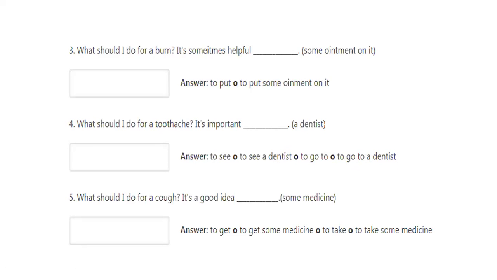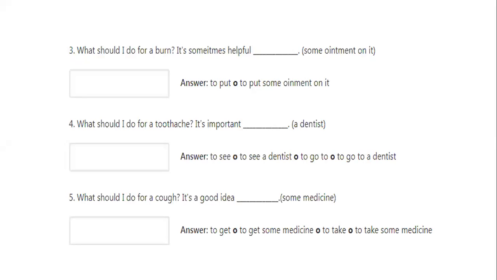To see, ver a un médico o a un dentist, or to go to the doctor, or to go to a dentist. Teacher, in this number, I only write to go because I, por eso me salía negativo. Ah, le faltó el otro to, to go to, yes.